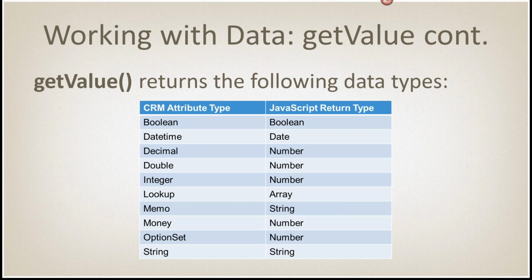String fields or text fields and memo fields are both going to be a string type within JavaScript. The reason this is important is because depending on the data type, there are certain JavaScript things that you can and cannot do, so you have to understand those. This is a good table for you to keep handy.